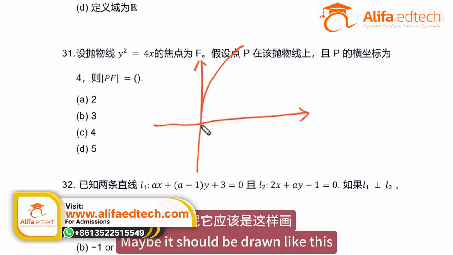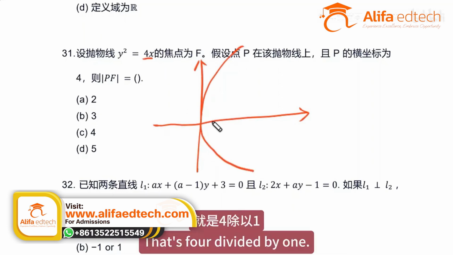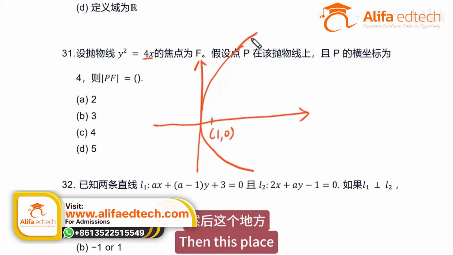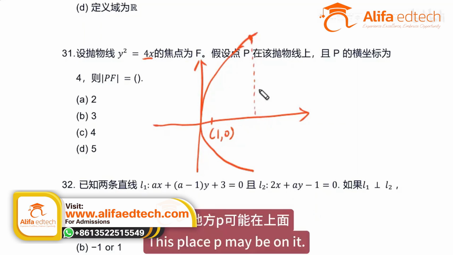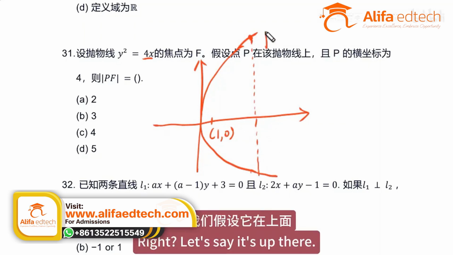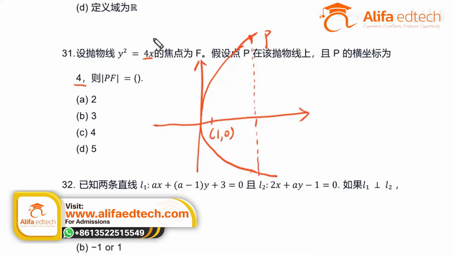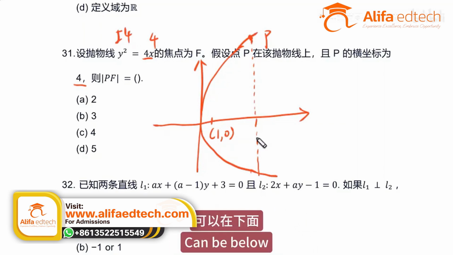Roughly, it should be drawn like this, right? Here y squared equals 4x, which is 4 divided by 1. Its focus should be (1, 0), and this spot here. P could be above or below, right? Let's assume it's above, then the x-coordinate of P is 4. If we take 4 units to here, what we get is y equals plus or minus 4.